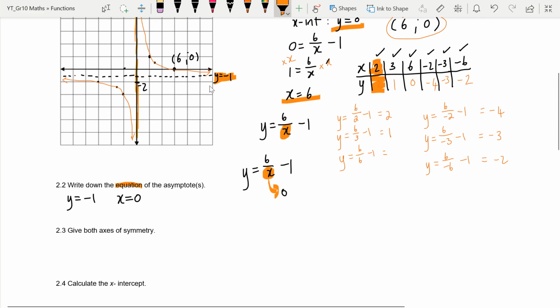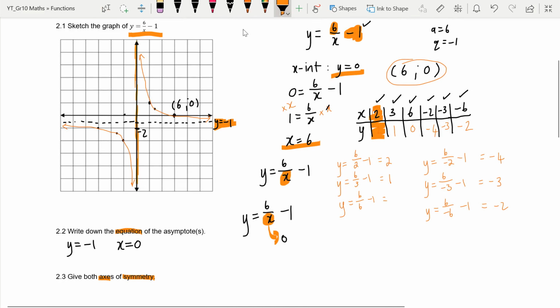It says that we need to give both axes of symmetry. I find that this is such a good one that students often get wrong. So let's make sure that you are not one of those. There are 2 axes of symmetry for any hyperbola. I'm going to go draw it in for this one. What color shall I use? Let's use something bright that we can see.